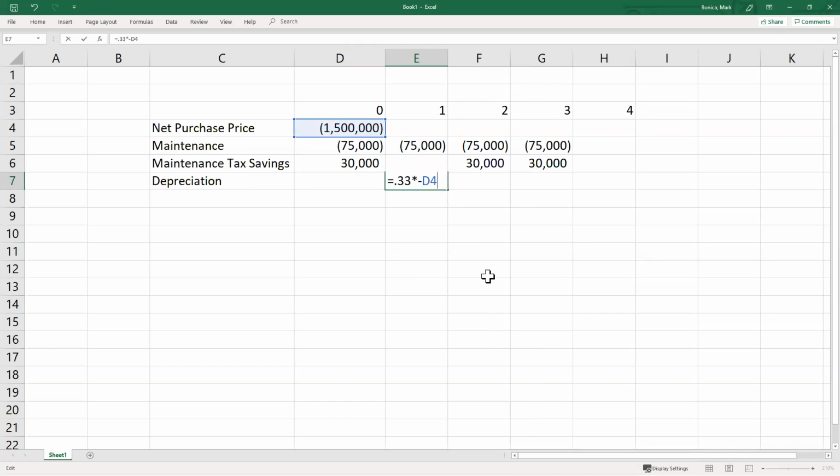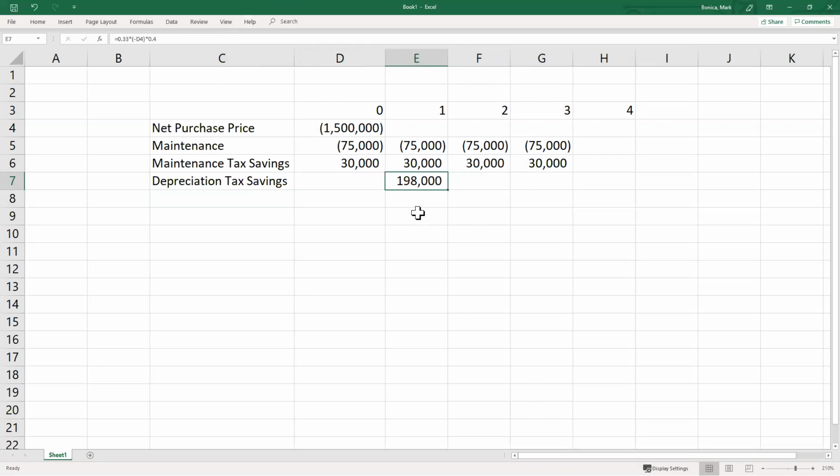But what I'm actually interested in is not necessarily the depreciation itself, but the tax shield or tax savings resulting from the depreciation. So I'm going to take 33% of my 1.5 million, I'm making it negative, times 0.4, because that's my tax shield, right? So tax shield is 40% of the amount of depreciation. So let me just edit that: depreciation tax savings, right?